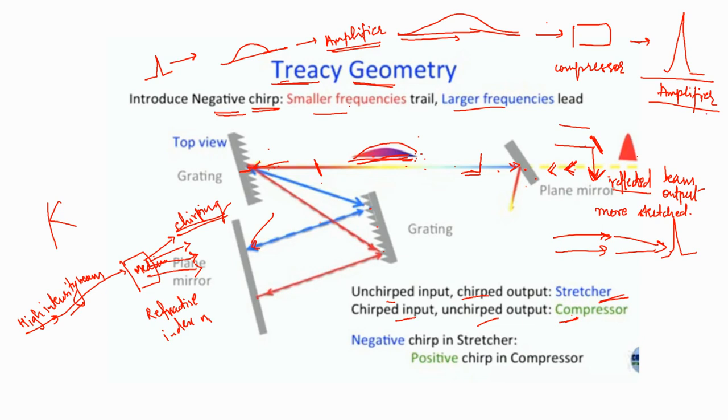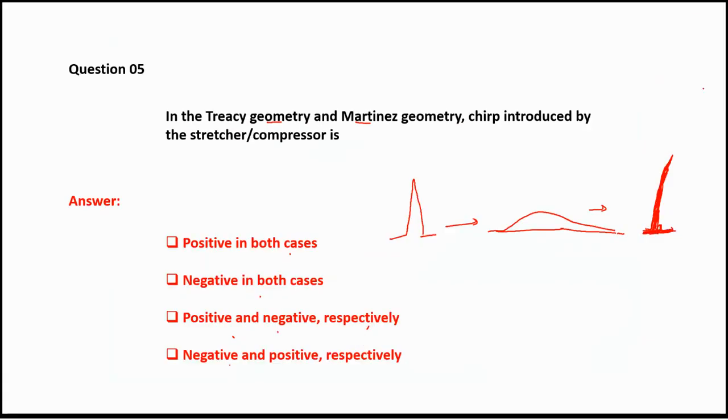Chirping. This process is the thing that we will further use for the amplification of laser. Okay, now first we had discussed the chirp introduced by the stretcher or compressor in 3C geometry. The chirp introduced in 3C geometry is negative first of all. So for this we got the answer so far, that it is negative in both cases. So these two can be the answer, this or this.